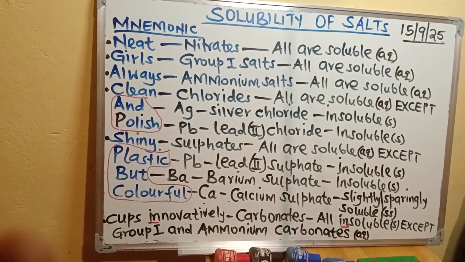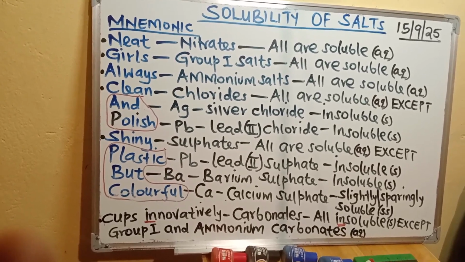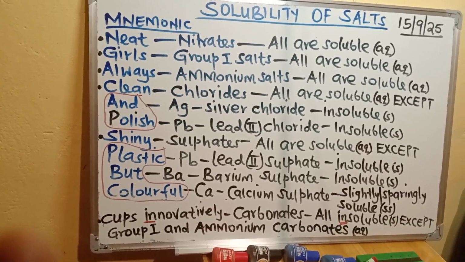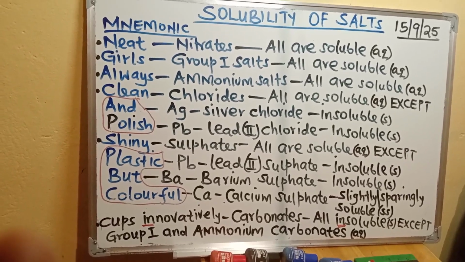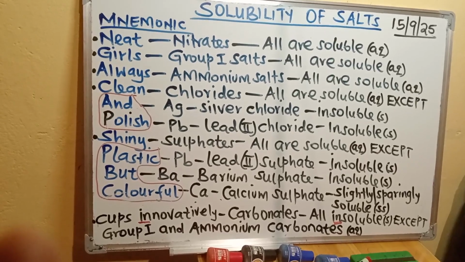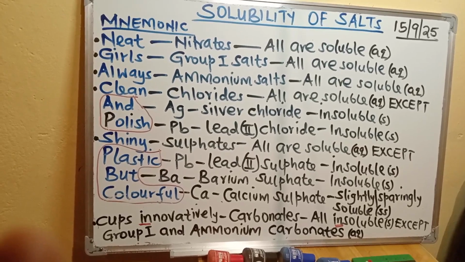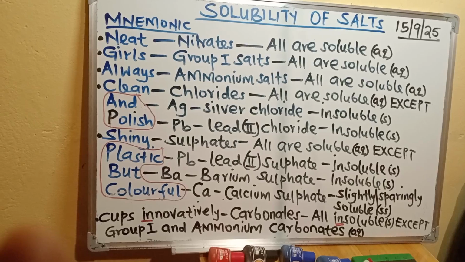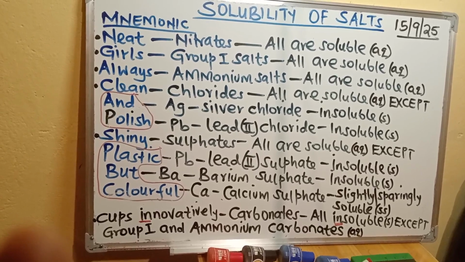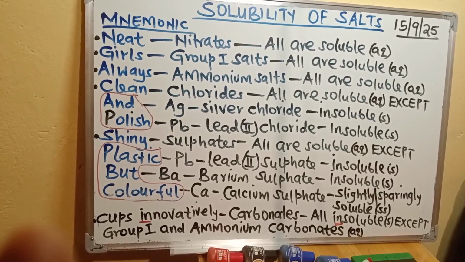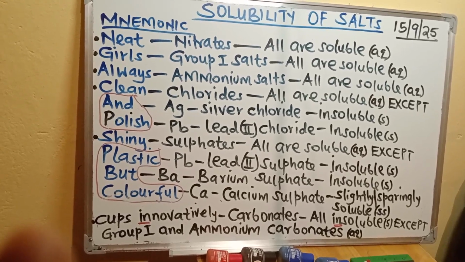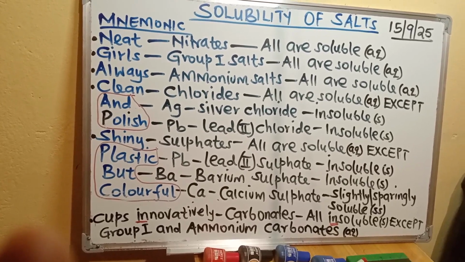So we usually have four state symbols. We have those that are in the aqueous state, others that are in the solid state, others that are in the liquid state, and others that are in the gaseous state. Those that are in the aqueous state, we usually write a small a and a small q in brackets. Those that are in the solid state, we write a small s in brackets. Those that are in the liquid state, we write a small l in brackets. And those that are in the gaseous state, we write a small g in brackets.